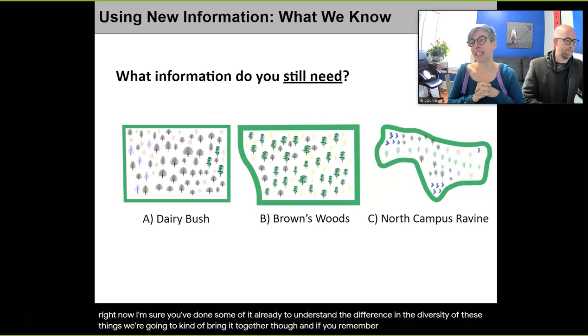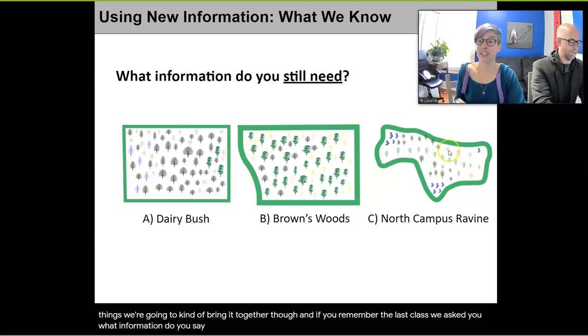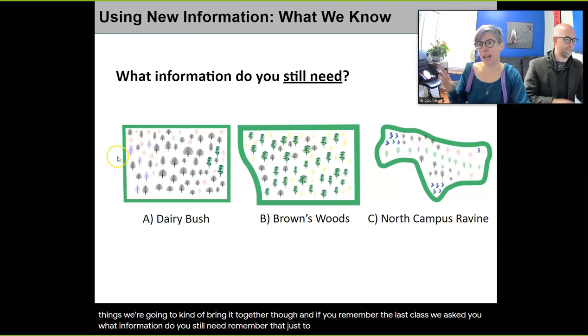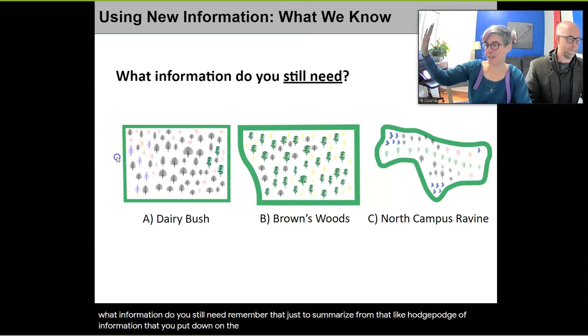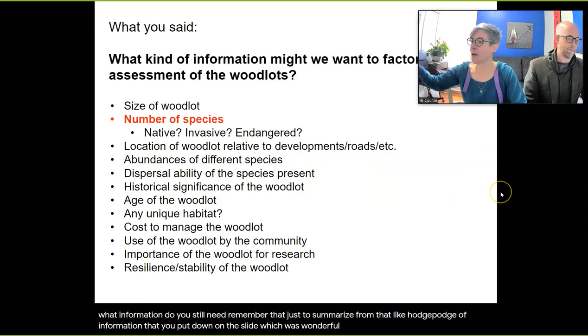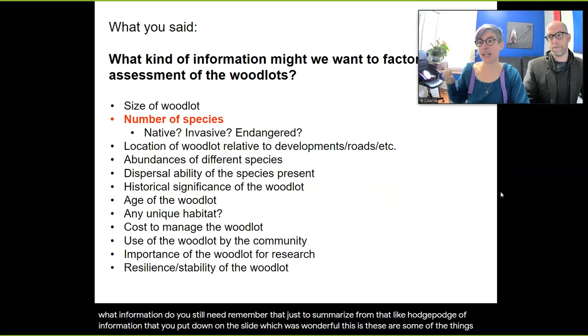And if you remember the last class, we asked you, what information do you still need? Remember that? Just to summarize from that hodgepodge of information that you put down on the slide, which was wonderful, these are some of the things that came up.